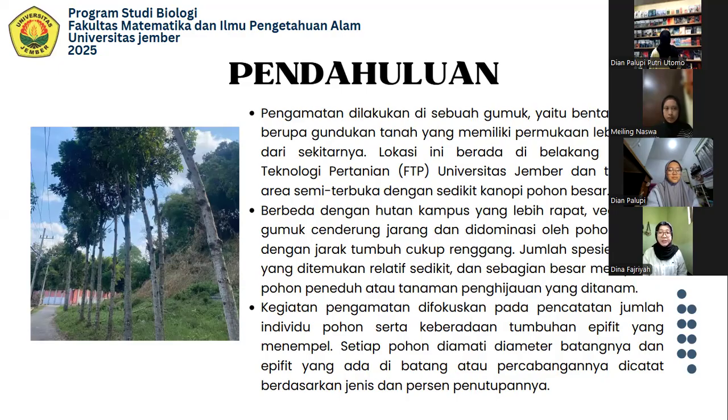The number of tree species found is relatively low, and most of them are shade trees intentionally planted for greening purposes. The observation activity focused on recording the number of individual trees along with the presence of epiphyte plants attached to them. Each tree was observed for trunk diameter, and the epiphytes growing on its trunk or branches were documented based on their species and percentage of coverage.